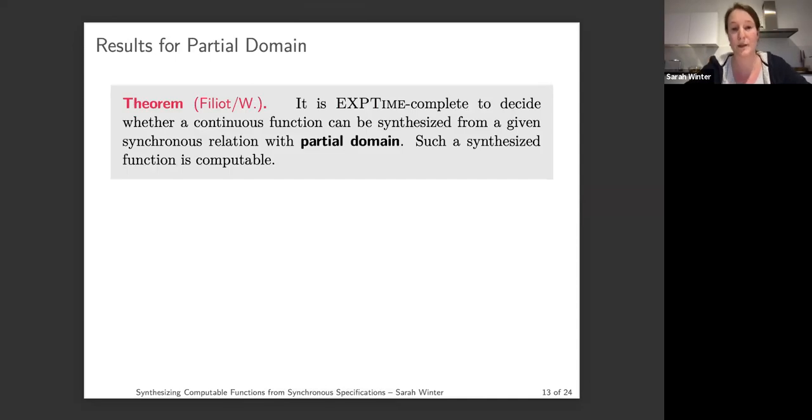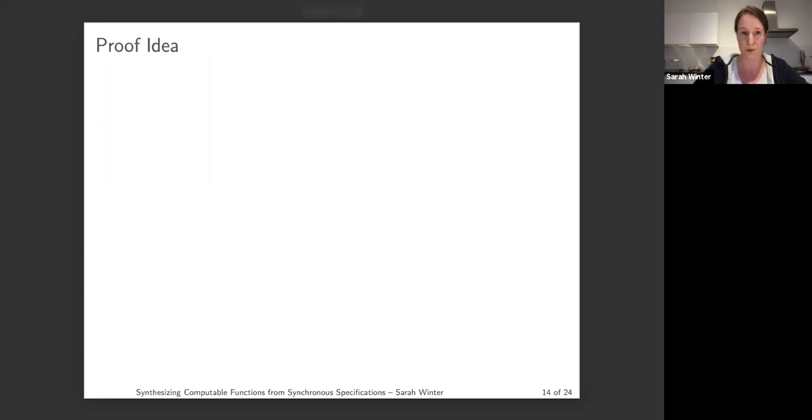Okay, and together with Emmanuel Filiot, I studied the problem when we have synchronous relations with partial domain, and there it's also ExpTime-complete to decide whether a continuous function can be synthesized from a given synchronous relation with partial domain, and these synthesized continuous functions are also computable. Let me give you a proof idea.